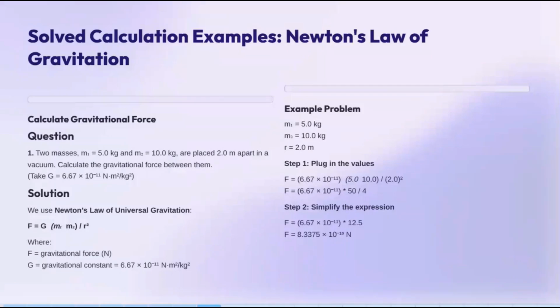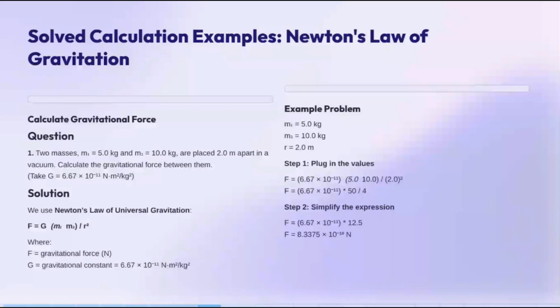So this is the formula. The question states that two masses, M1 equals 5 kilograms and M2 equals 10 kilograms, are placed 2 meters apart. That is, the distance between M1 and M2 is 2 meters in a vacuum. Calculate the gravitational force between them. So they're asking us to find F, and the gravitational constant they gave us is 6.67 times 10 to the power of minus 11 Newton meter squared per kilogram squared.